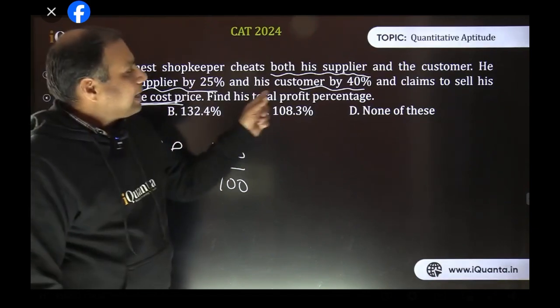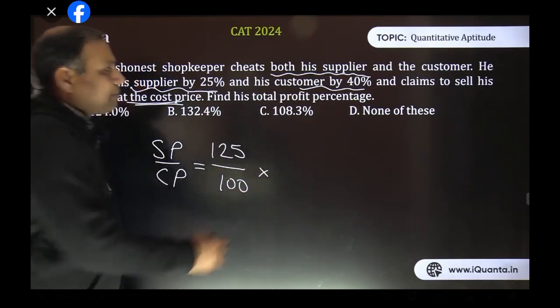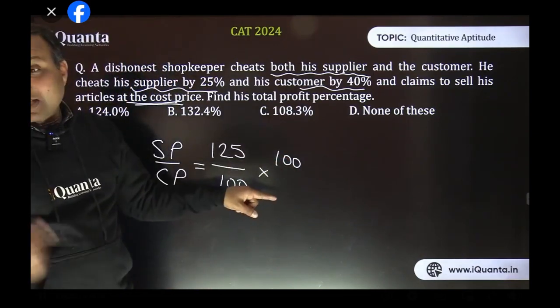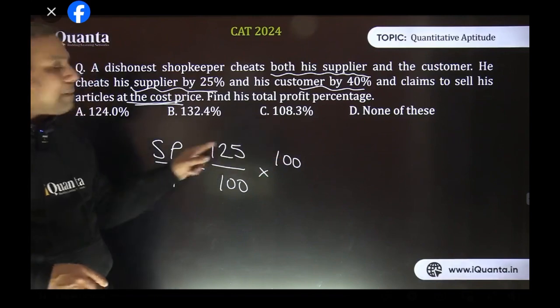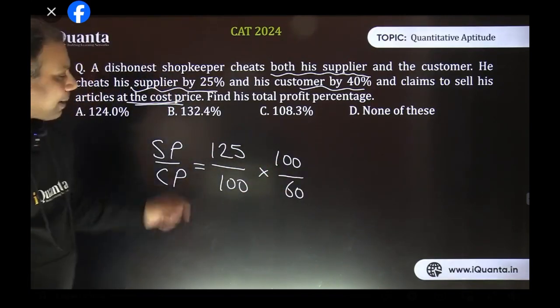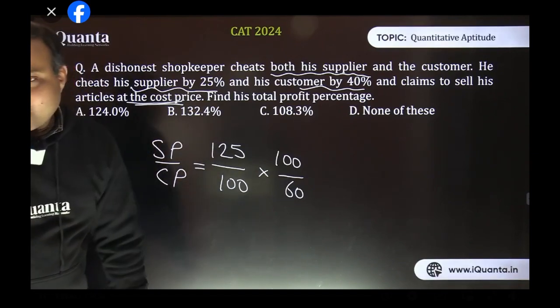Now second cheating, he is cheating his customer by 40%. That means customer से अगर 100 रुपए चार्ज किए तो he is giving him 40% less quantity. किससे 40% less? जिससे जो कस्टमर ने पे किया है, right? So it is 100 by 60. The moment अगर आप 100 by 75 कर देंगे तो सारा काम खराब हो जाएगा. It's not 100 by 75.